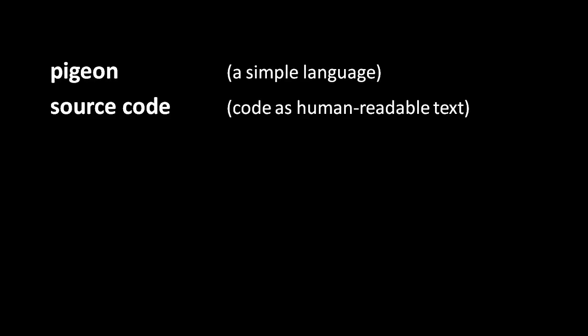When we write code in a programming language, we write it as text, and this code is called the source code, so-called because it's the source from which the translator produces actual runnable programs.